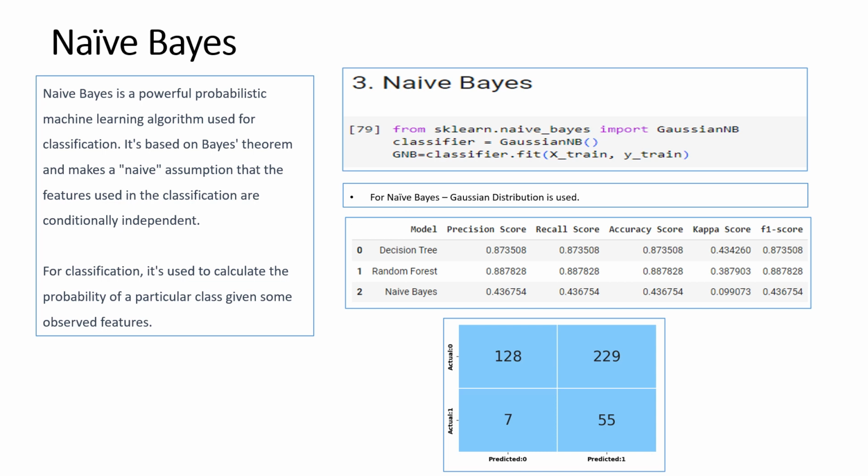We performed naive Bayes and we got all six values. The precision score is 0.436754. Recall score, accuracy score, and F1 score are all the same.